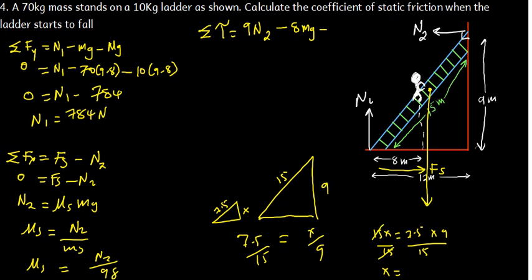7.5, just a moment, I divide this. 7.5 into 7.5 is a 1. 7.5 into 15 is a 2. So 2 into 9, that is 4.5.